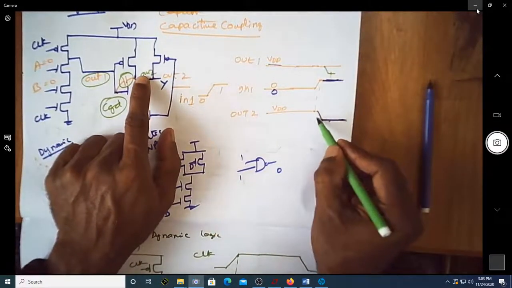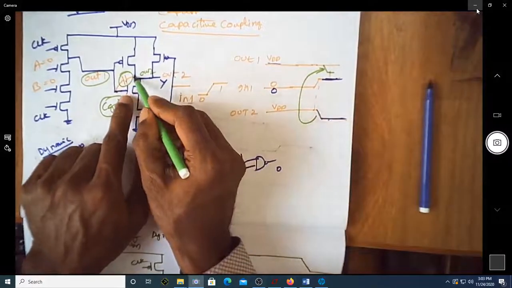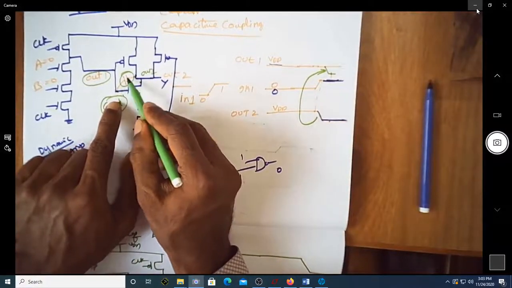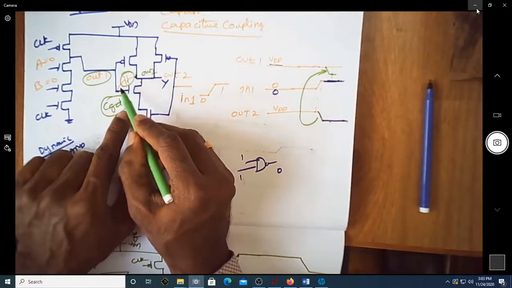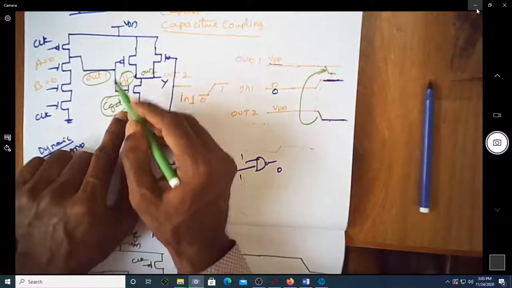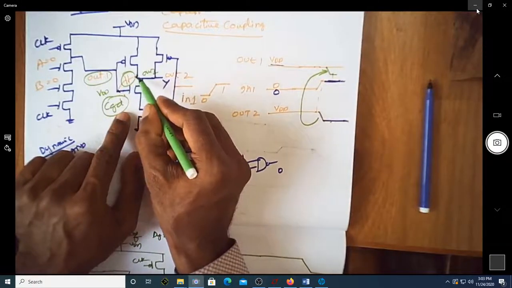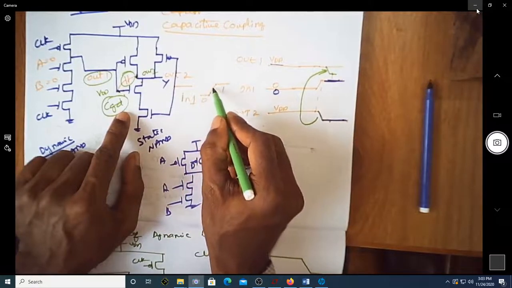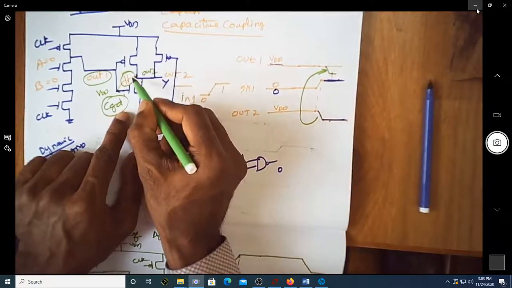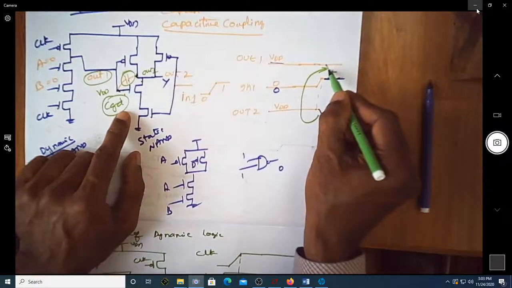This output is now coupled to this output. Why is this output coupled to this output? Because there is a parasitic capacitance which is connecting this point to this point. Since the voltage here is pre-charged to VDD, now this voltage is going down to 0 because this is going high. When this is going high, if this tries to go low, now we can see this is going down.